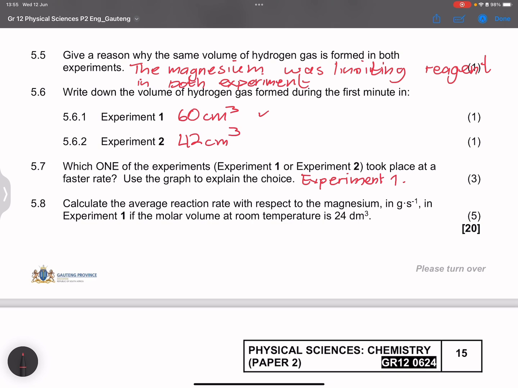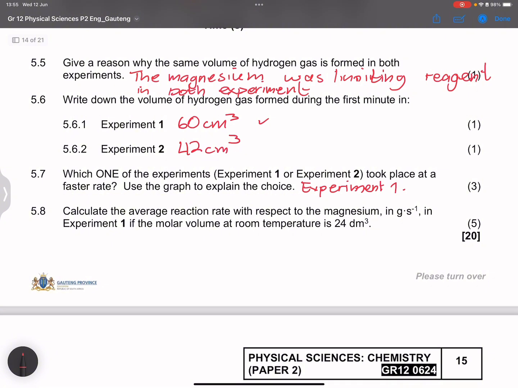So we want to now calculate, so that's 5.8. They say to us, calculate the average reaction rate with respect to the magnesium in grams per second in experiment 1, if the molar volume at room temperature is 24 cubic decimeters. Now, ladies and gents, please just follow this. So the rate of reaction must be in grams per second. So I need to find out the mass of magnesium that was used within that amount of time.